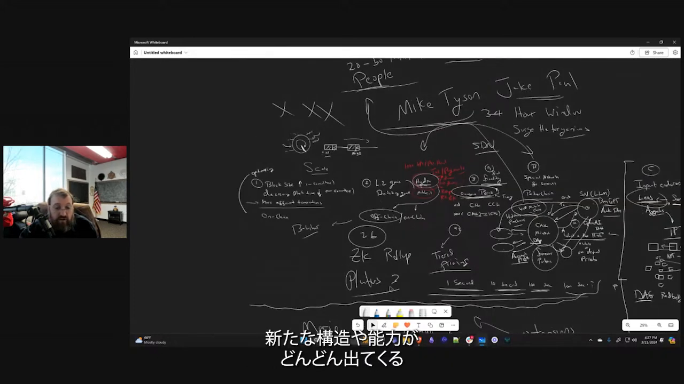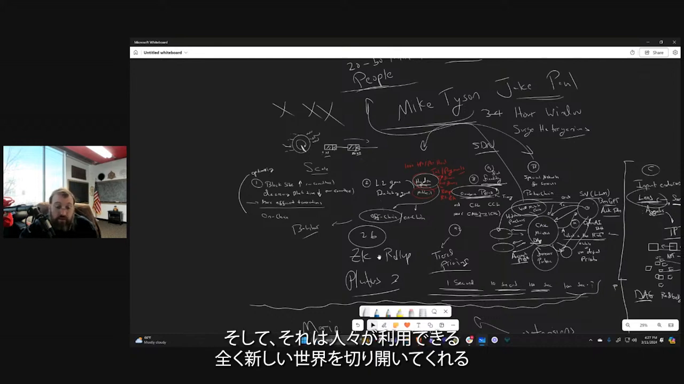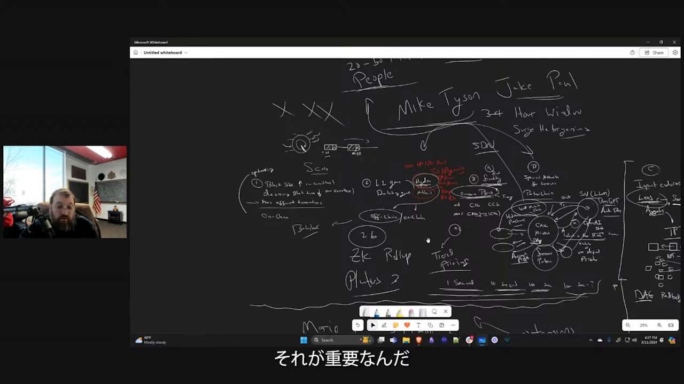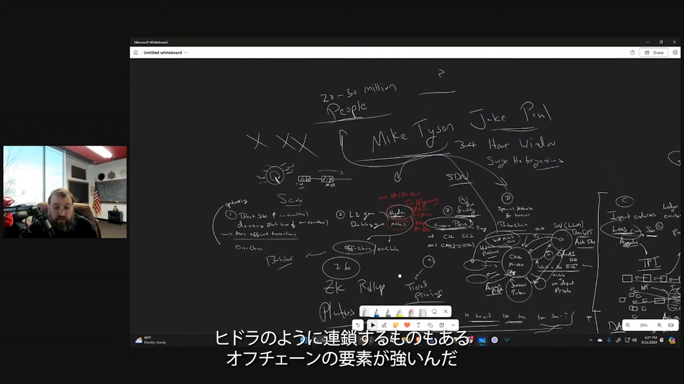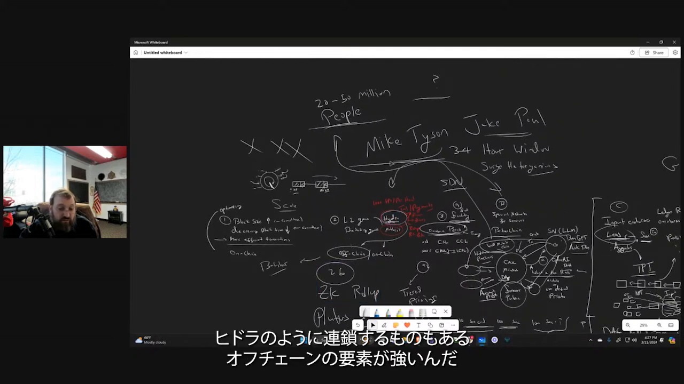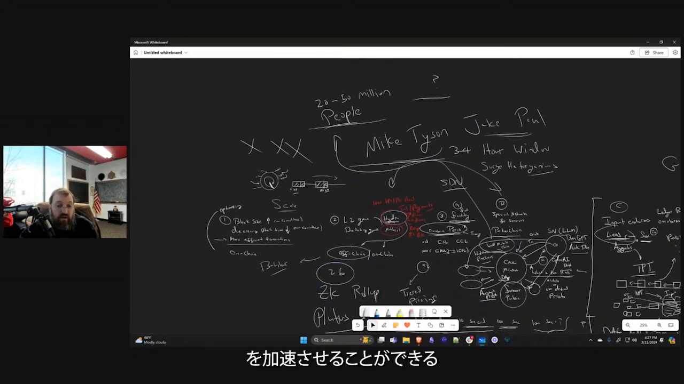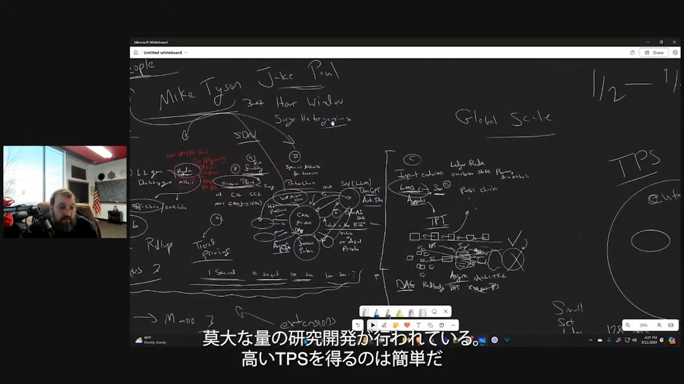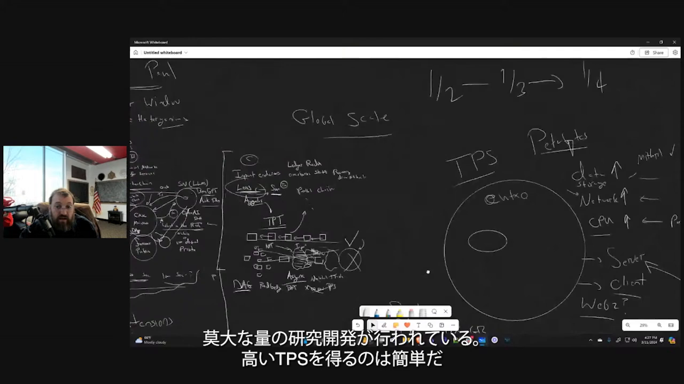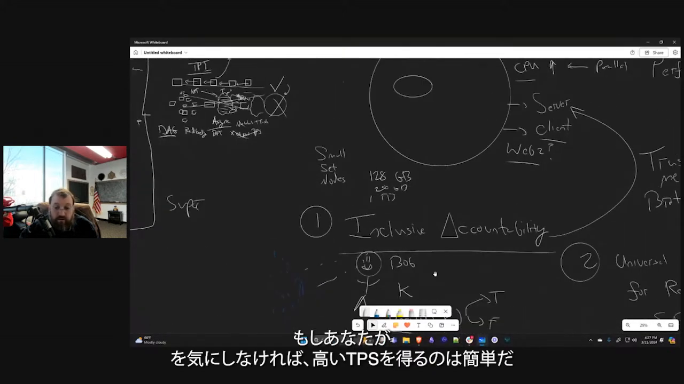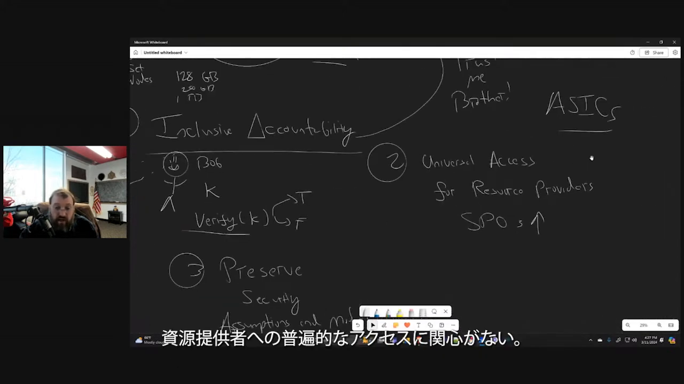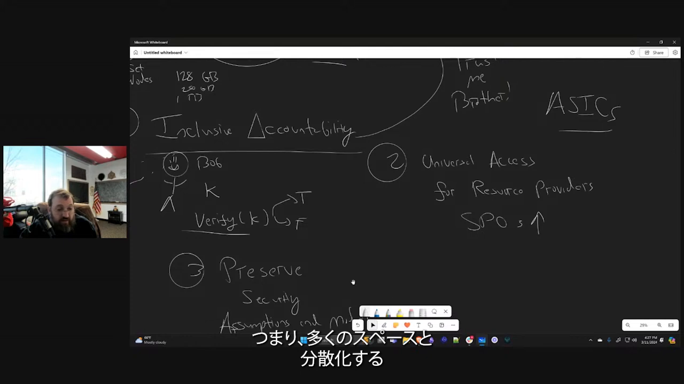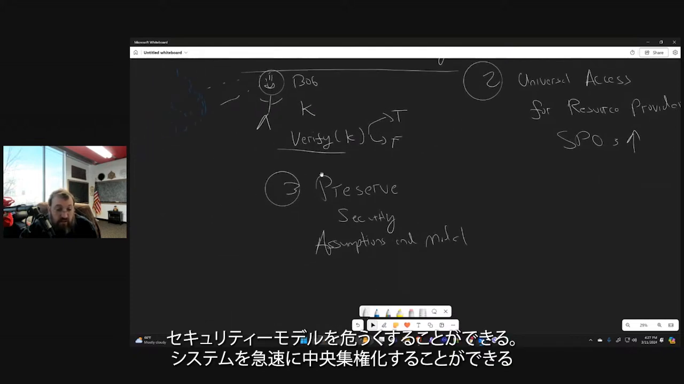These new structures and capabilities that come on, they're trickling out hard fork by hard fork, and they open up completely new worlds that people can use. And that's important. And some things are on chain, like Hydra, that have this strong off-chain component, and they can be accelerated over time. From our part, it's a huge amount of R&D going on, and it's easy to get high TPS if you don't care about inclusive accountability. You don't care about universal access for resource providers, so having lots of SPOs and decentralization, and you can compromise the security model and rapidly centralize the system.